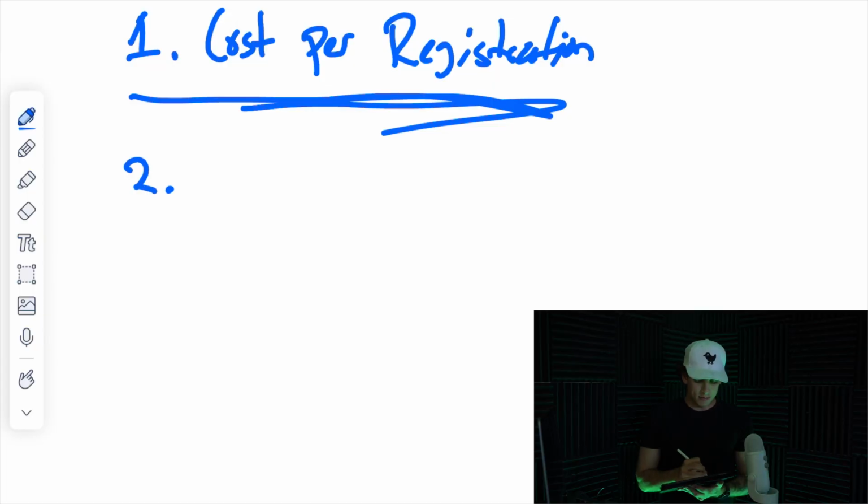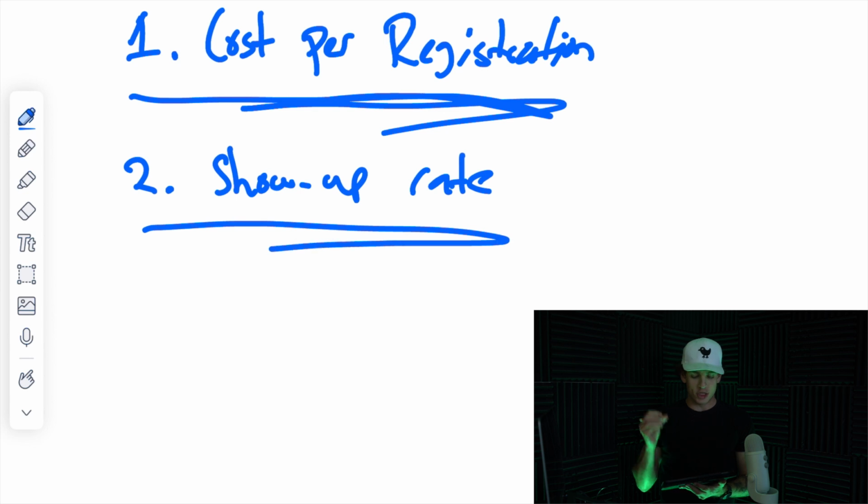All right, metric number 2 is your show up rate. Your show up rate is just as important as your cost per registration. So what your show up rate is, out of everybody that registered for your event, signed up, RSVP'd, bought a ticket, how many people actually showed up to your event.